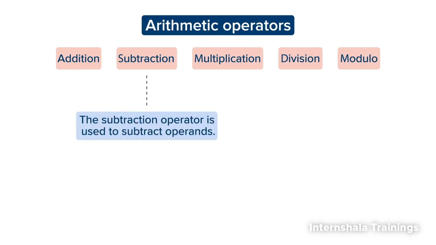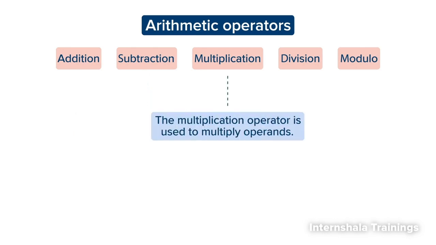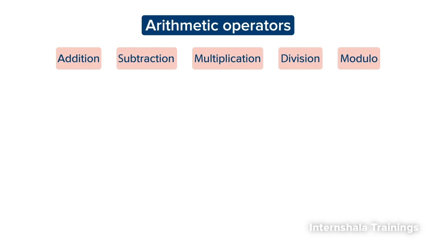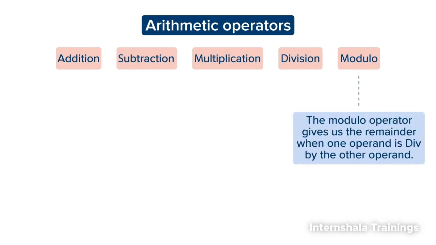The subtraction operator is used to subtract operands. For example, if we need to subtract one number from another number, we use subtraction operator like this. The multiplication operator is used to multiply operands. We use this when we have to multiply two numbers together. Example 10 multiplied by 5. The division operator is used to divide operands. Example 10 divided by 5. And the modulo operator gives us the remainder when one operand is divided by the other operand. Example, when we divide 10 by 3, it gives us the remainder as 1.